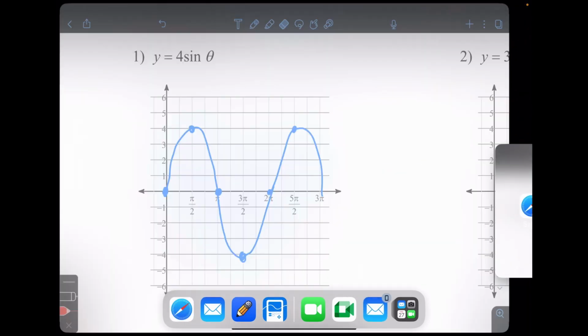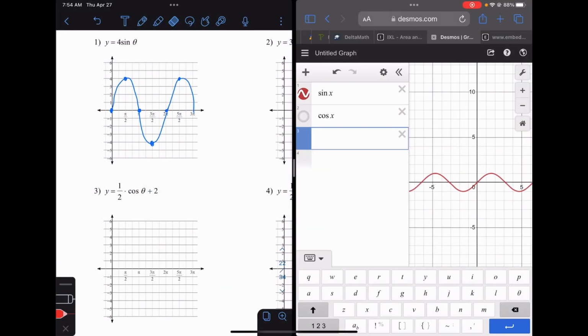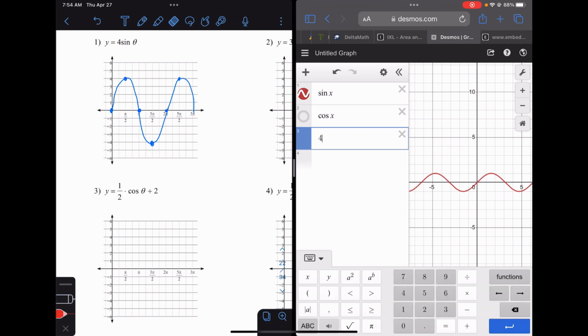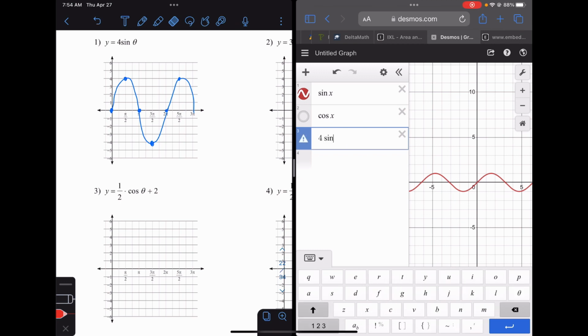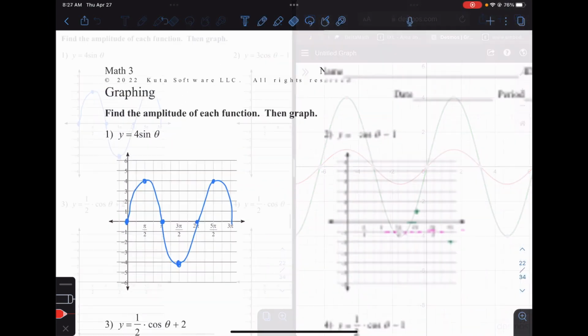Now we can go ahead and, of course, just check our answer here. I'm going to keep regular sine as red, and let's see what 4 times sine of x looks like here. As you can see, it looks just like what we got. It's going to stretch up to 4 and go down to -4.